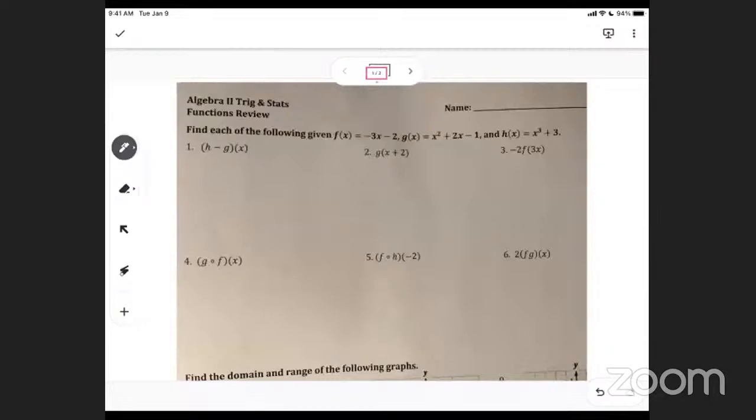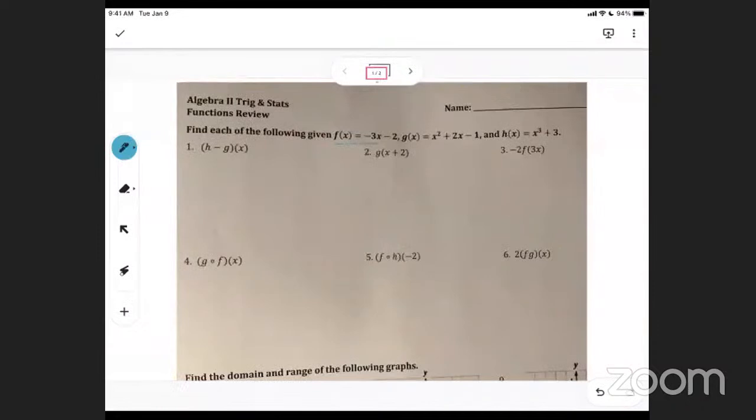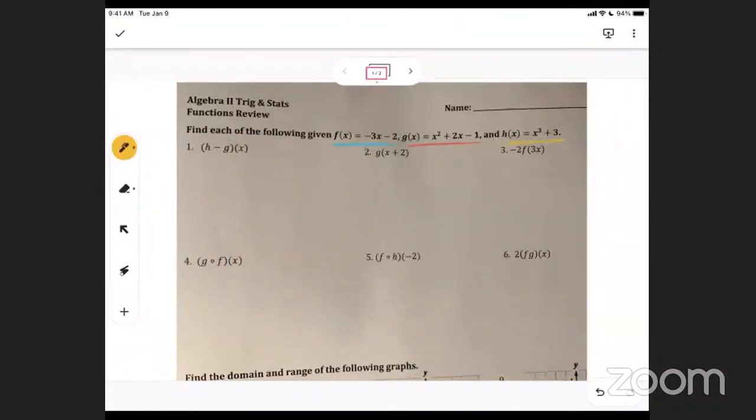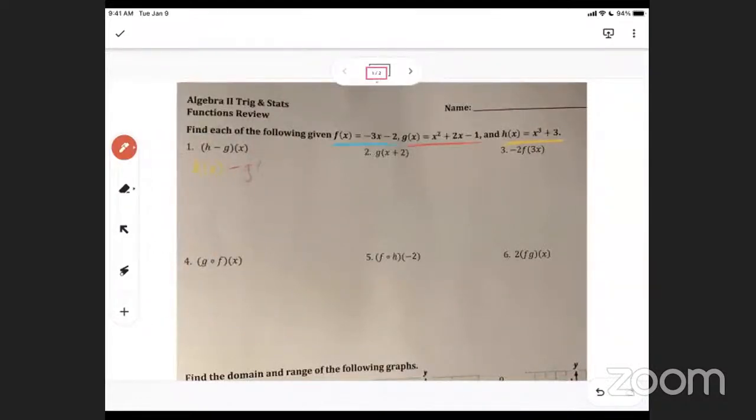Functions review. All right. So to review what a function is, I'm going to color code these because it's fun. I'm going to make the f function blue, the g function red, and the h function yellow, so that we can see what we're doing. So h of x plus minus g of x is the same as h of x minus g of x, which is red, minus g of x.